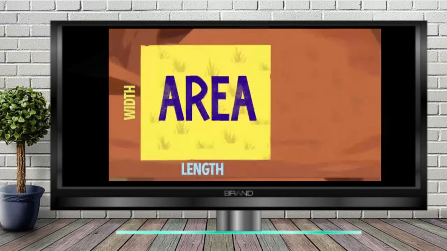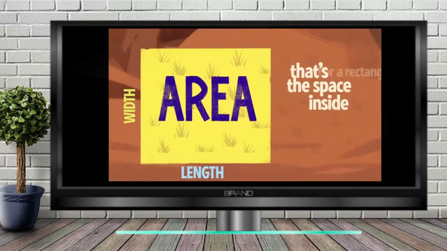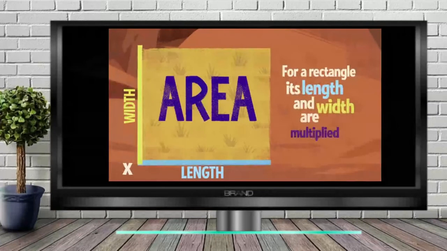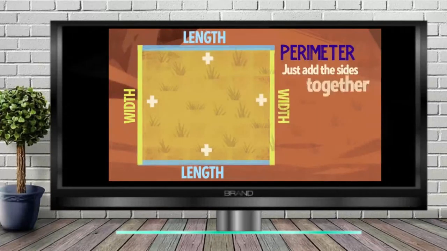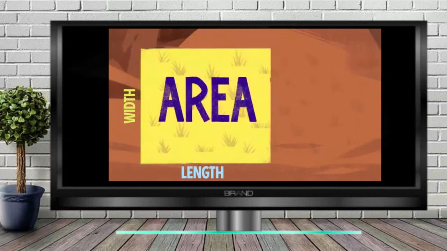Yup, you knew it. The area, that's the space inside. For a rectangle, its length and width are multiplied. And perimeter, the distance around a shape. Just add the sides together and then you'll be great with the area.